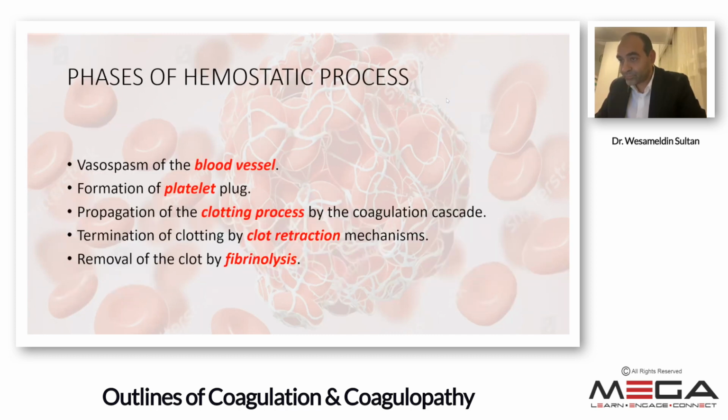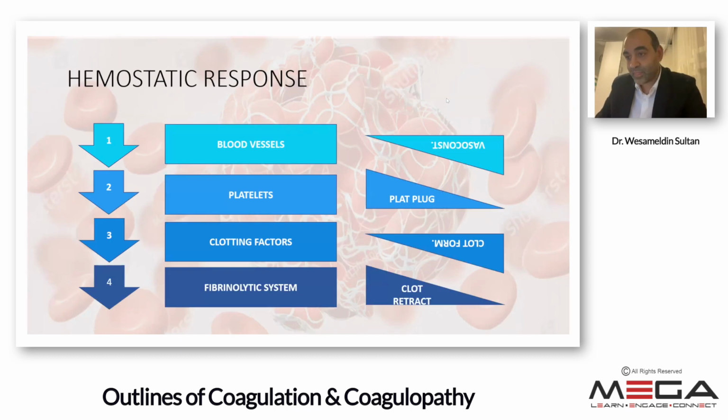So we will go briefly, then we will talk in detail. We have four components for the hemostatic process: the blood vessels, the platelets, the clotting factors, and the fibrinolytic system. The blood vessels vasospasm with the bleeding. Then the platelets form the platelet plug, which helps in stopping the bleeding. Then the coagulation cascade starts, which, as we know, has the extrinsic and intrinsic pathways, ending with the common pathway, then ending with formation of fibrin and the clot. Then clot retraction, then removal of the clot by the fibrinolytic system. This is in brief, the four components of the hemostatic response.